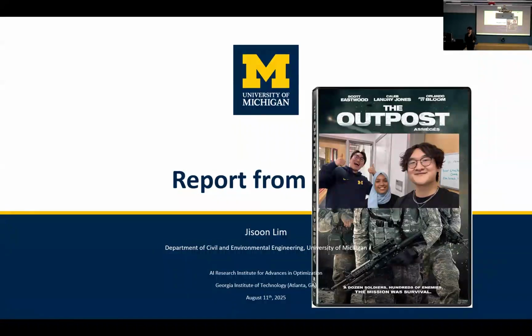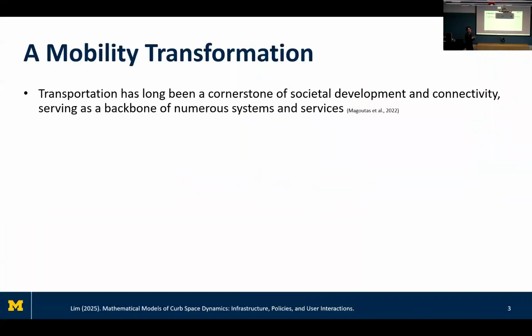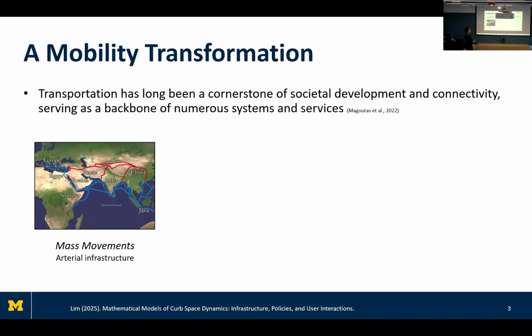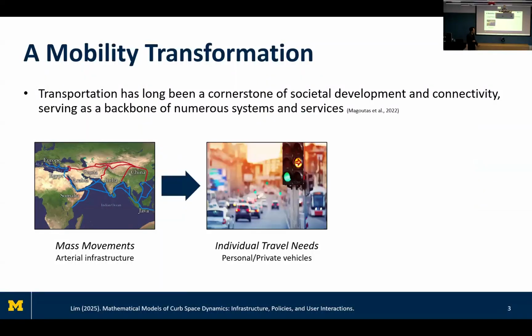So yeah, let's begin. I do research in transportation, and I think we will all agree that it is a pivotal part of social development and connectivity, and it shapes our daily lives by providing numerous systems and services. Historically, it started to serve mass movements through the development of arterial infrastructure. That's how transportation systems were historically developed. About a century ago, personal and private vehicles were introduced. Since then, people have been using transportation systems to address their individual travel needs.